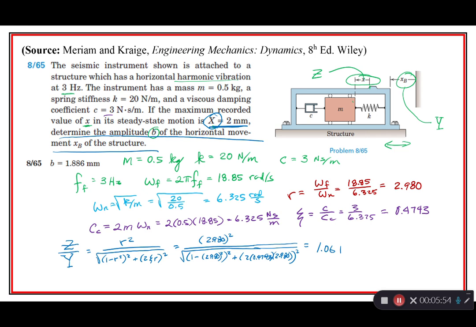We are measuring the maximum recorded value of X in the steady state motion, which is this right here. So this is actually Z, and I never wrote that down anywhere. Z is equal to 2 millimeters. We want to find out what Y is. So we take Z and divide it by 1.061. 2 divided by 1.061 is going to equal 1.886 millimeters.